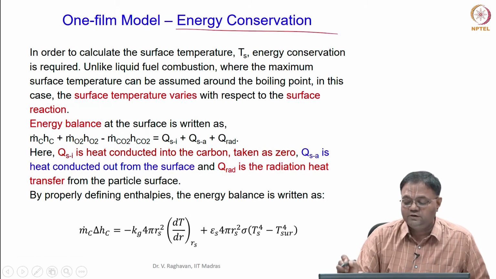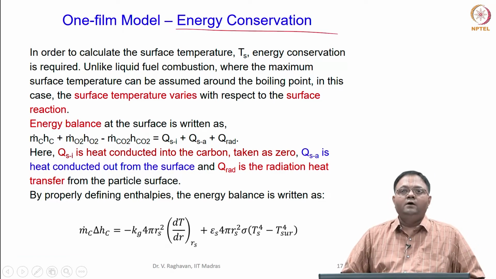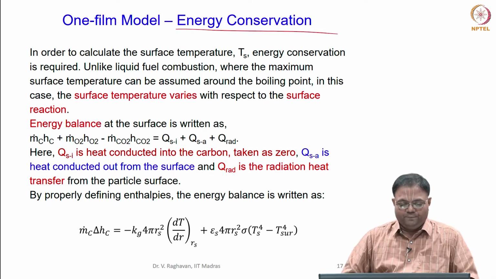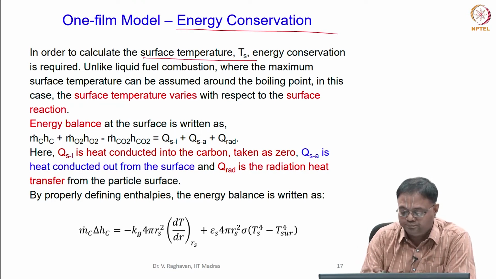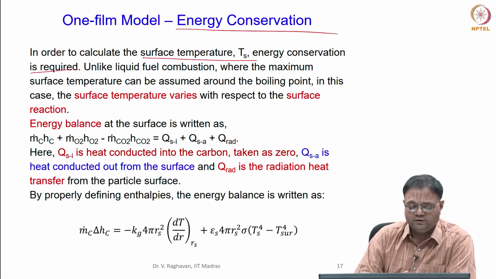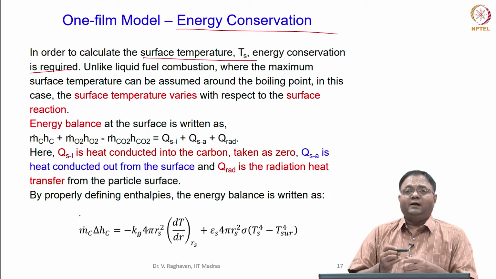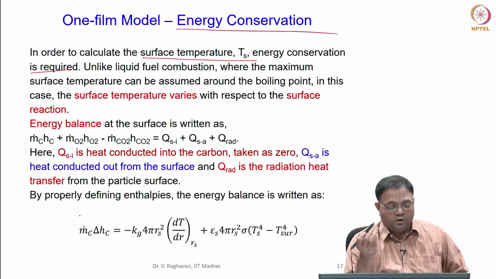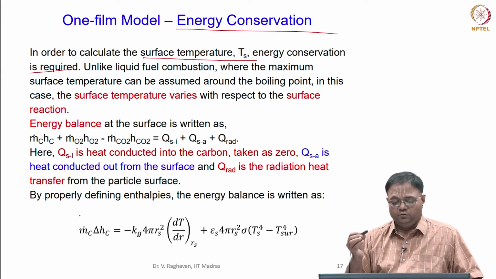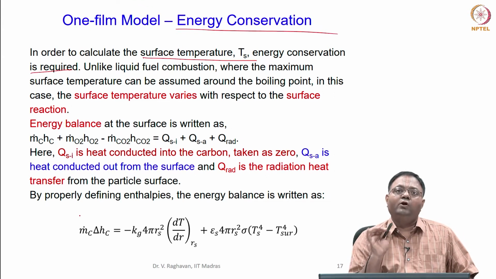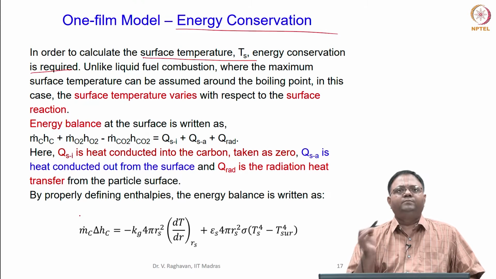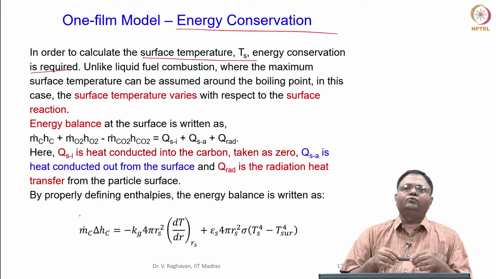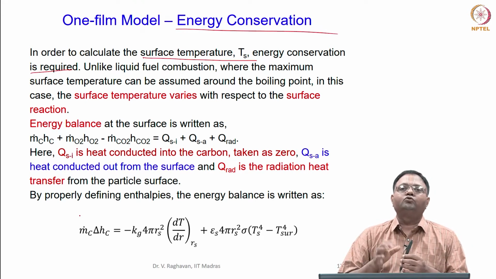So we need energy conservation to get the value of Ts. In order to calculate the surface temperature, energy conservation is required. Please understand, if you take a fuel droplet which is evaporating or burning, that is an indication for us of the boiling point. When it is burning, it is nothing wrong to assume the surface temperature to be very close to the boiling point.